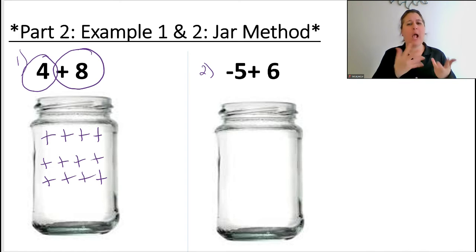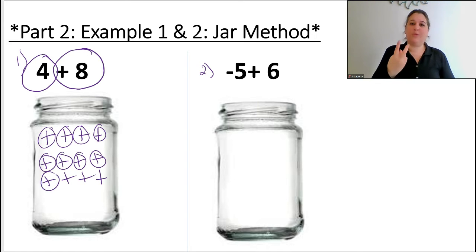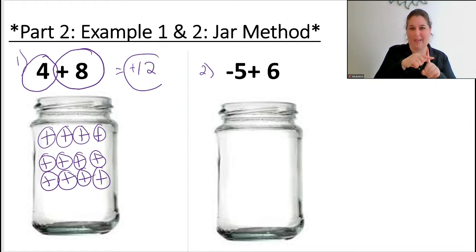Well, let's add them all up. How many do I have altogether? 1, 2, 3, 4, 5, 6, 7, 8, 9, 10, 11, 12. I have 12. 12 what? 12 positives. Well, we know that 4 plus 8 is 12. We just proved it. That's why it works, because you have 4 positives plus 8 positives, that makes 12 positives. If you had 4 cookies and you're adding 8 cookies, how many cookies do you have altogether? 12 cookies. So let's look at number 2.